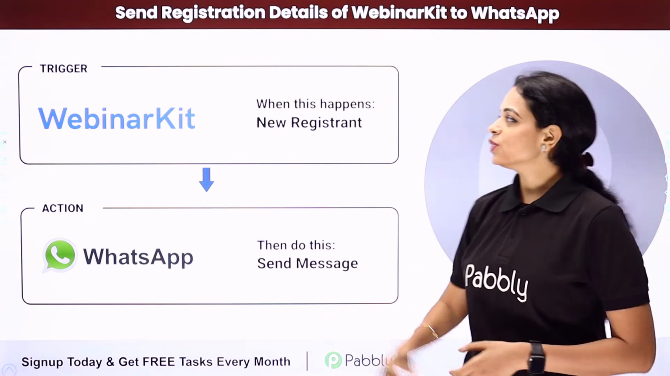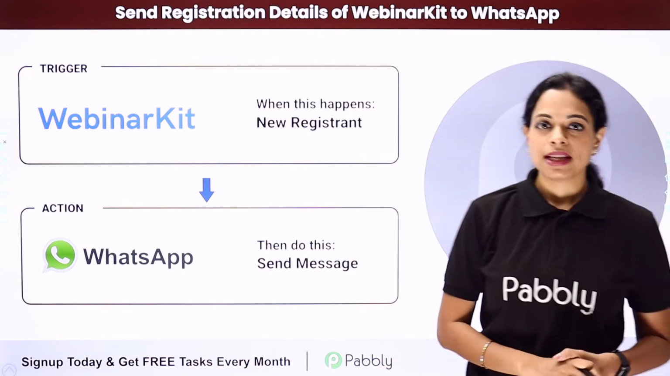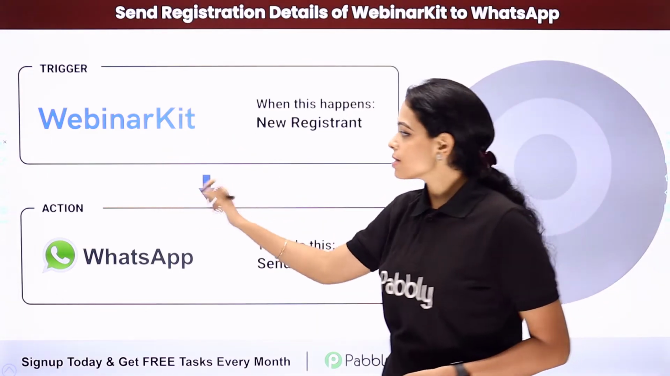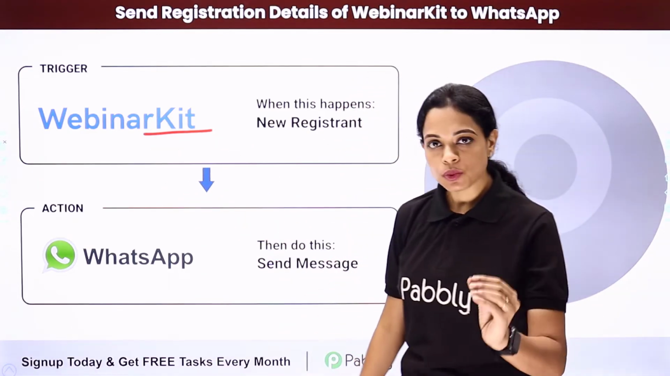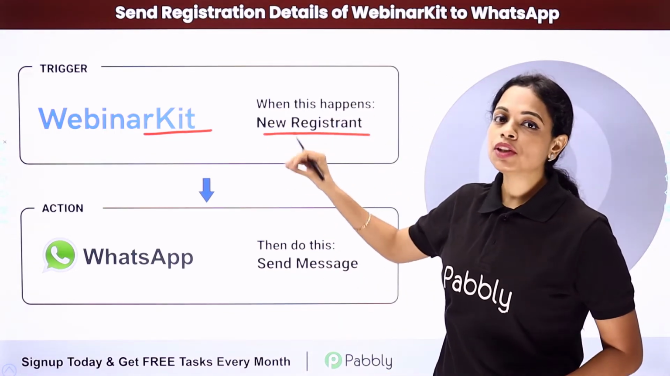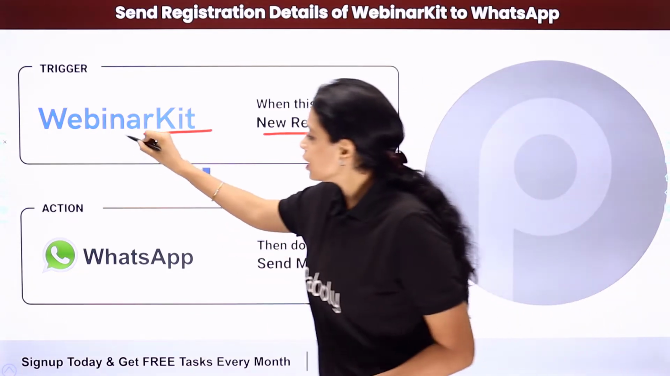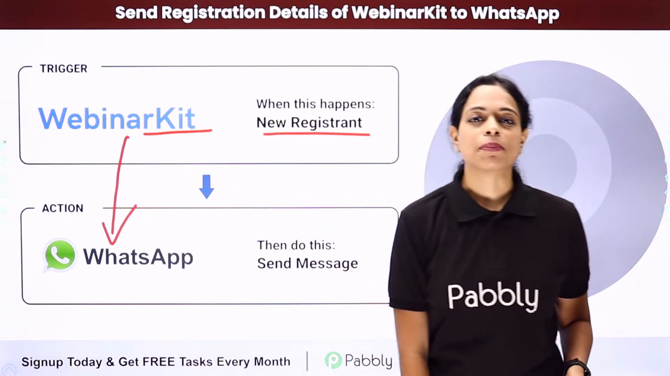In this video, we are going to see how to send registration details of WebinarKit to WhatsApp. So let's say you're using WebinarKit as an auto webinar solution and you want that every time there is a new registrant, this person should be shared the brochure or the details of your webinar on WhatsApp. So here you can do this by integrating these two applications.